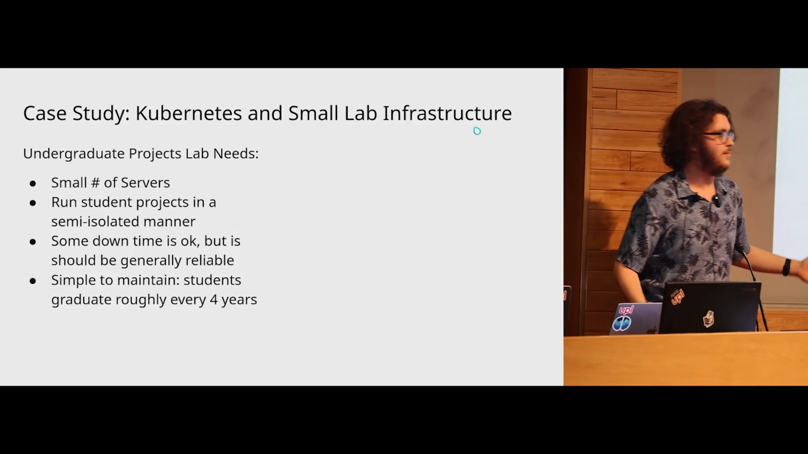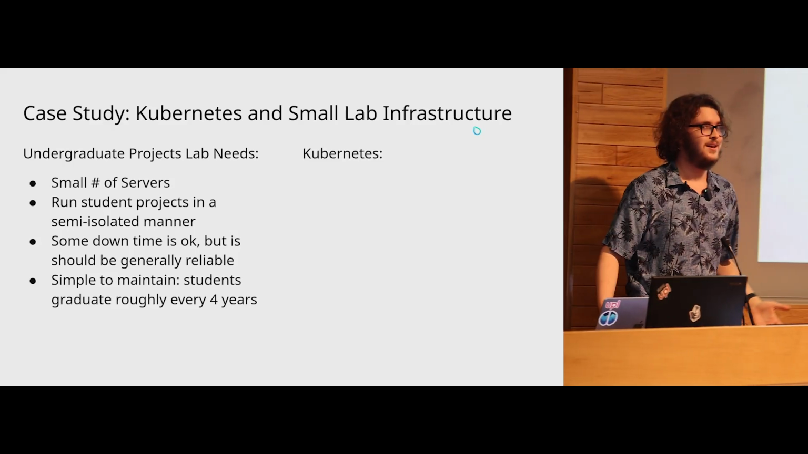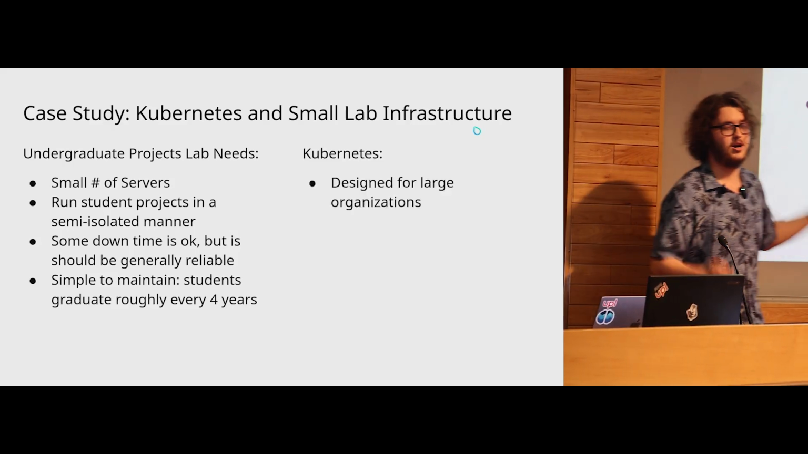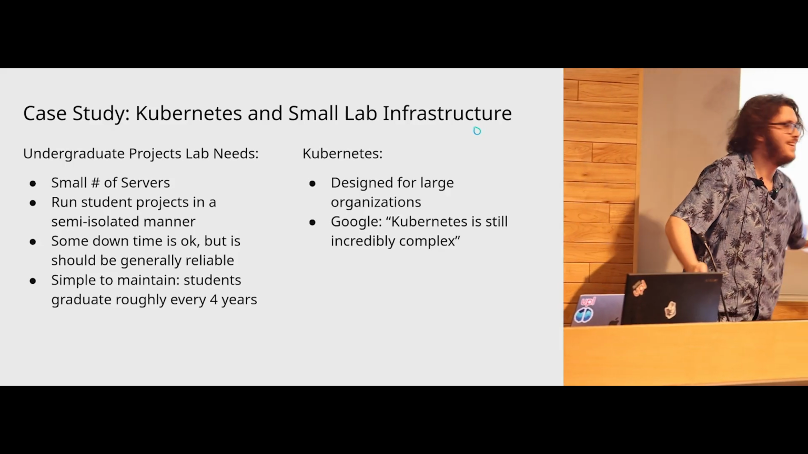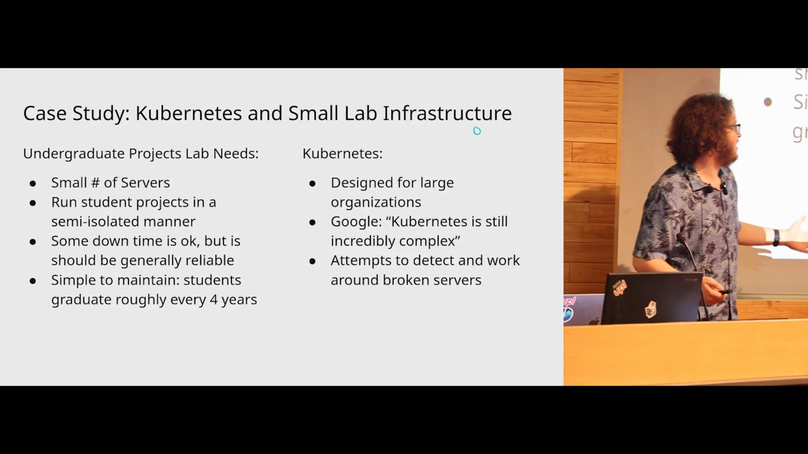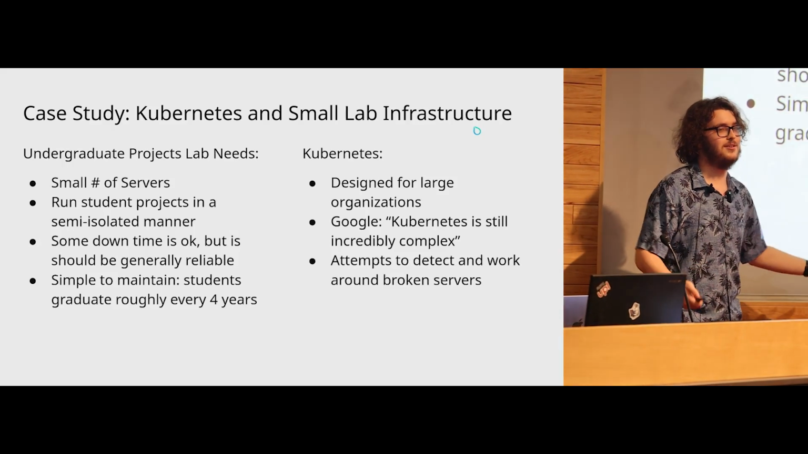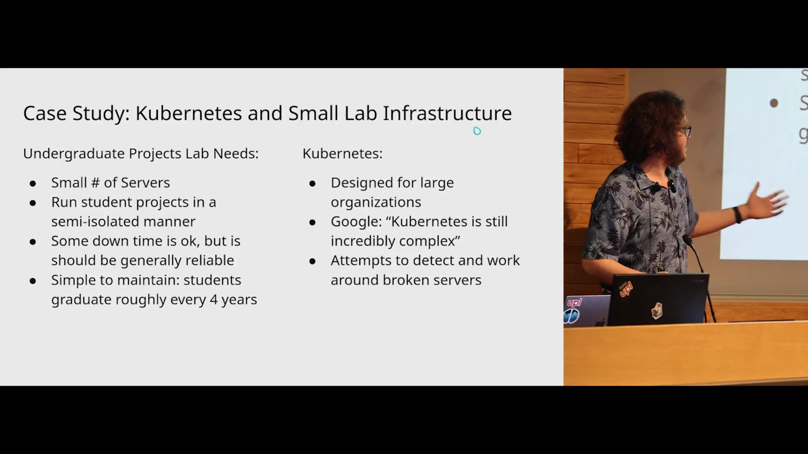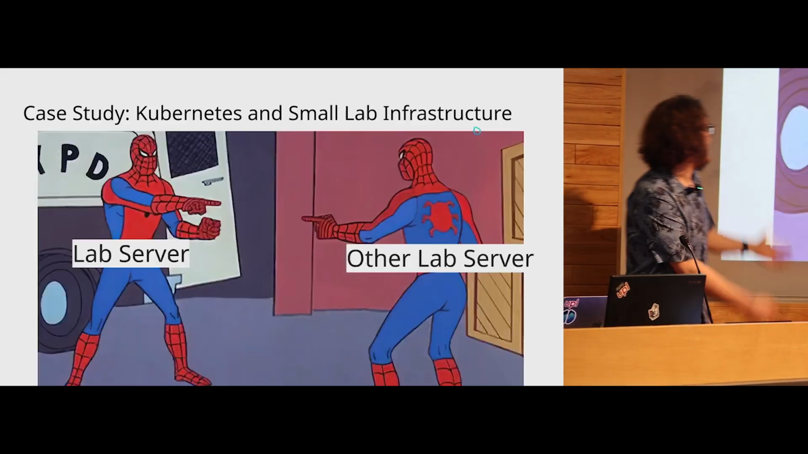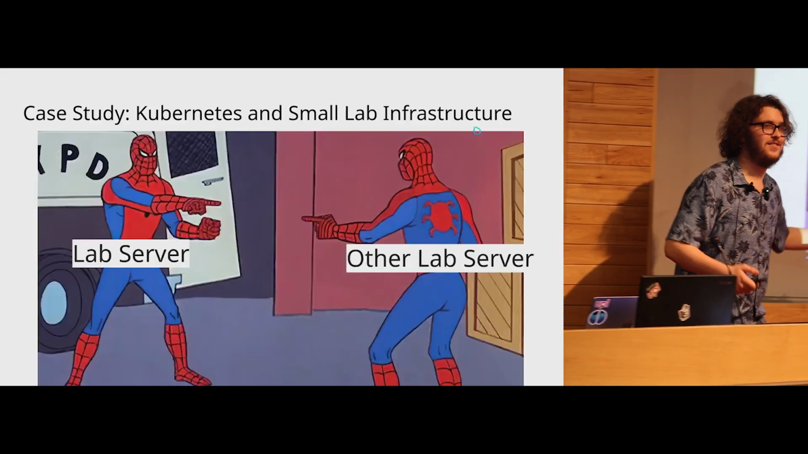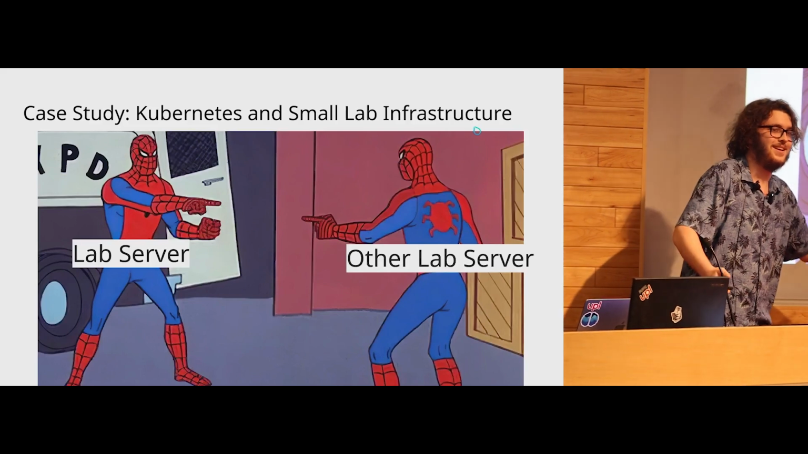And so to solve this problem, they turned to Kubernetes. Now, Kubernetes is designed for large organizations. Even Google thinks it's incredibly complicated, and they made it. And one of the things it does is it attempts to detect and work around broken servers. And normally, this is great. But when people don't maintain the cluster for a while, what happens is all of the servers think all of the other servers are broken.